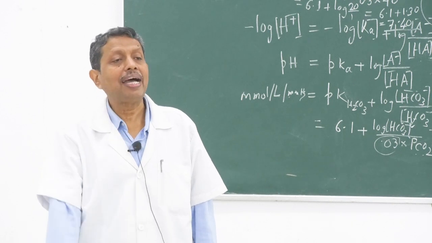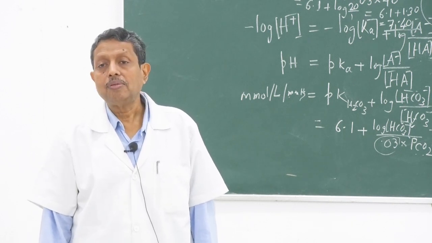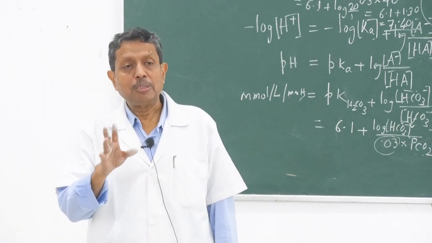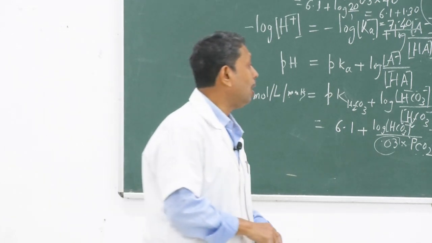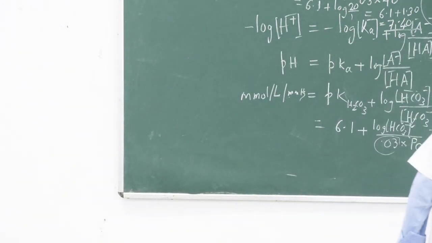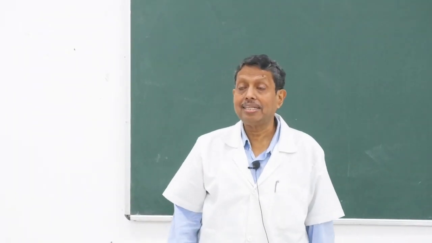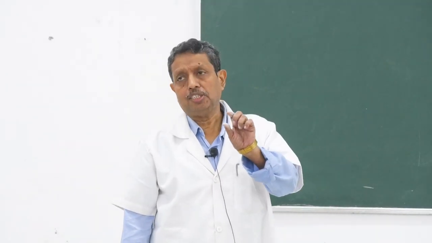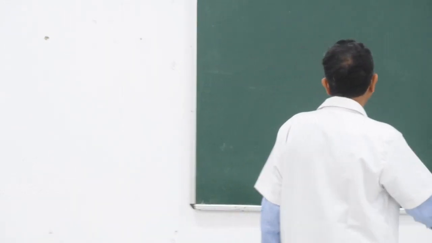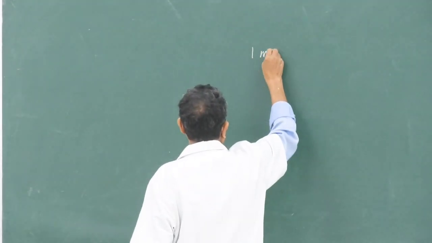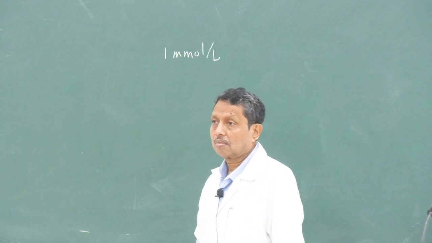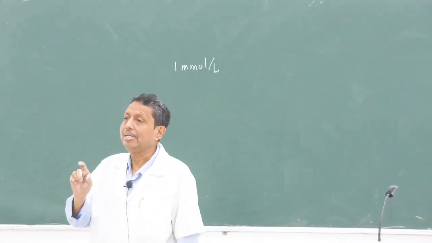And how the buffering can have this effect, you can see with a basic concept. Suppose in the water there is no buffering agent. In pure water, there is no buffering agent. And if you add an acid at the concentration of 1 millimole per liter, 1 millimole per liter is added.